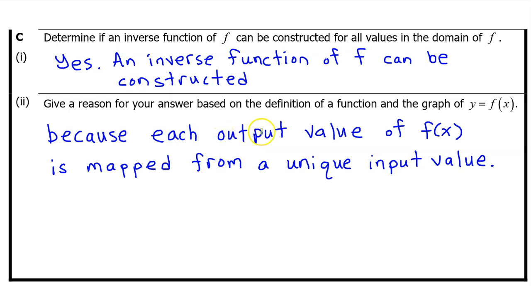Let me just emphasize that you need to start by mentioning the output value and then finish by mentioning the input value. Also, to earn the point, you must say the output value of f of x. If you leave this part out, you will not get the point. Also, be sure to use the word unique. So one more time for reinforcement. An inverse function of f can be constructed because each output value of f of x is mapped from a unique input value.